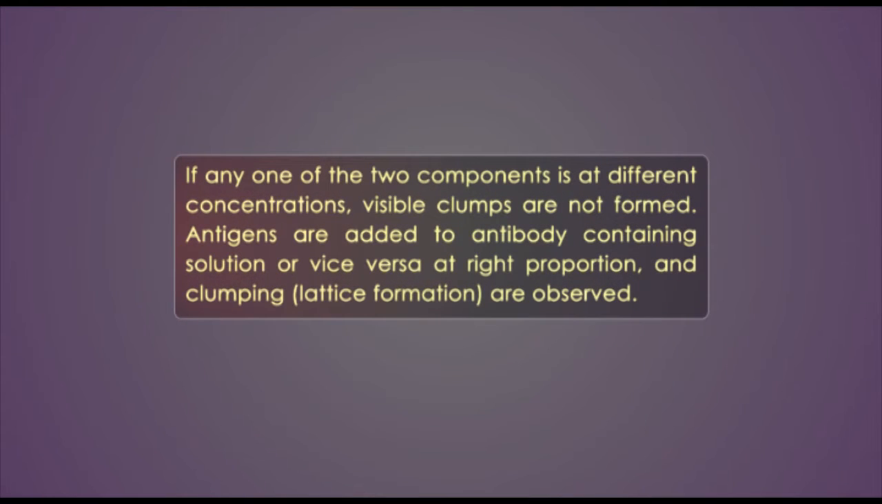To form the visible clumping of the antigen and the antibody, the two components should be at equal concentrations. If either of the two components is at a different concentration, visible clumps are not formed. Antigens are added to antibody containing solution or vice versa at the right proportion, and clumping or lattice formation is observed.